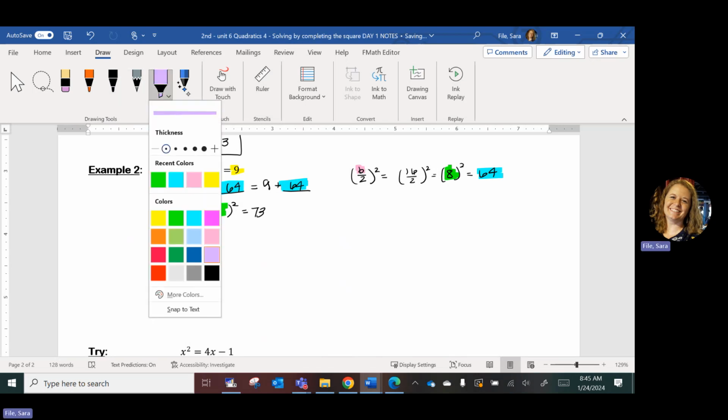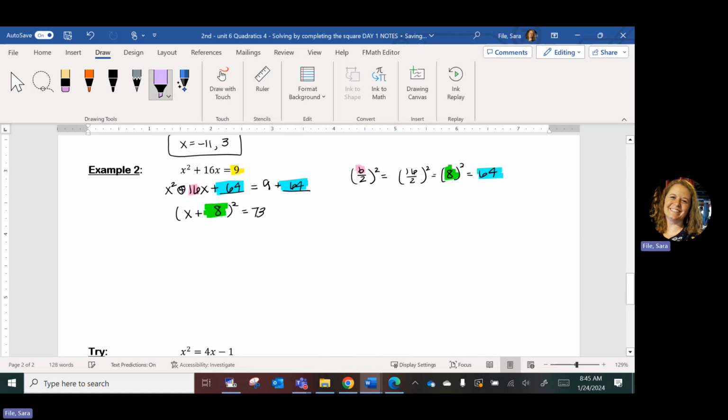So now I am ready. Let me go ahead and highlight that I kept this sign. Now I am ready to take the square root of both sides to solve for x. So I've got x plus 8 equals plus or minus the square root of 73. Notice I left that one as a radical, as a square root, because 73 is not a perfect square, is it? It's not. Can it be reduced?